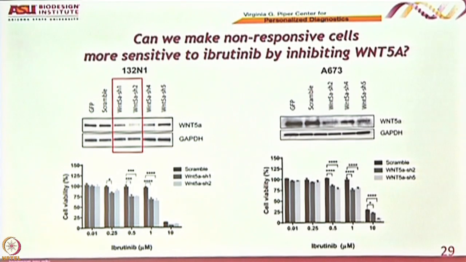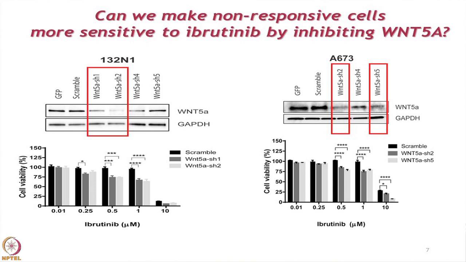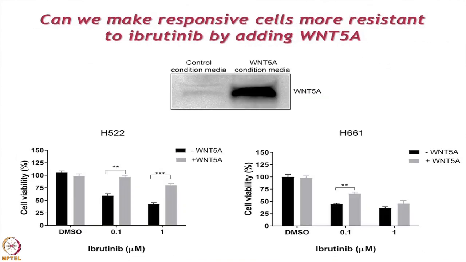And so then the flip question is also present. So here we made the cells more sensitive. So the question is, could we take a sensitive cell and make it resistant by giving it WNT5A, right? And so she did that experiment.